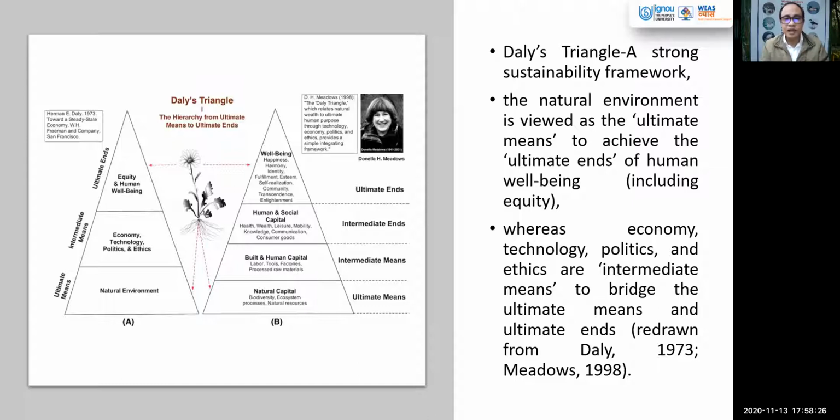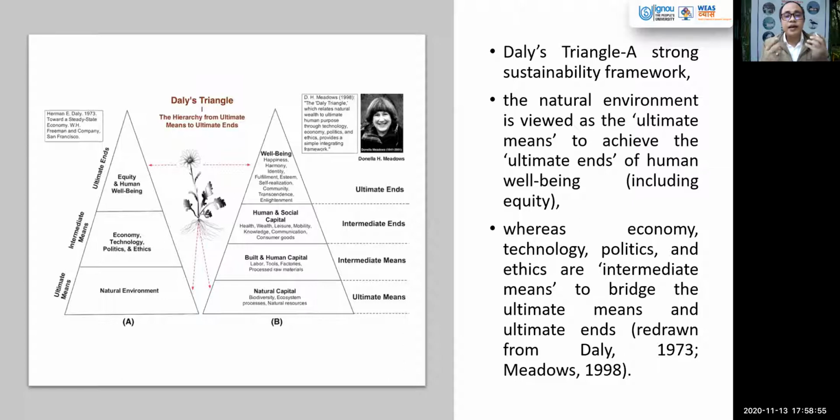Because when we have natural capital, that is biodiversity, ecosystem process, natural resources, ultimately we have to have a healthy, good natural capital that can be built by human capital: labor, tools, factories, process, raw materials. That is why when we are talking about only this dimension, we have destruction.